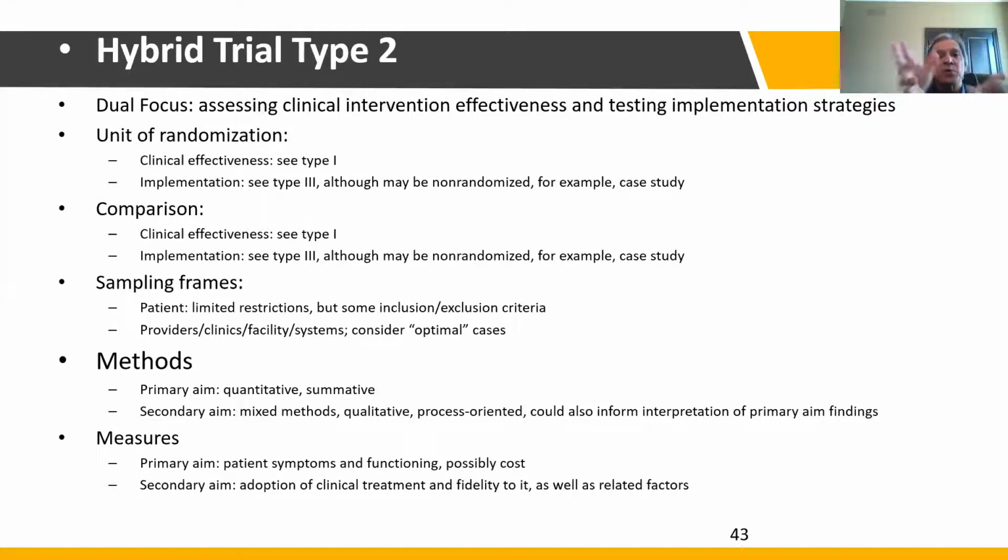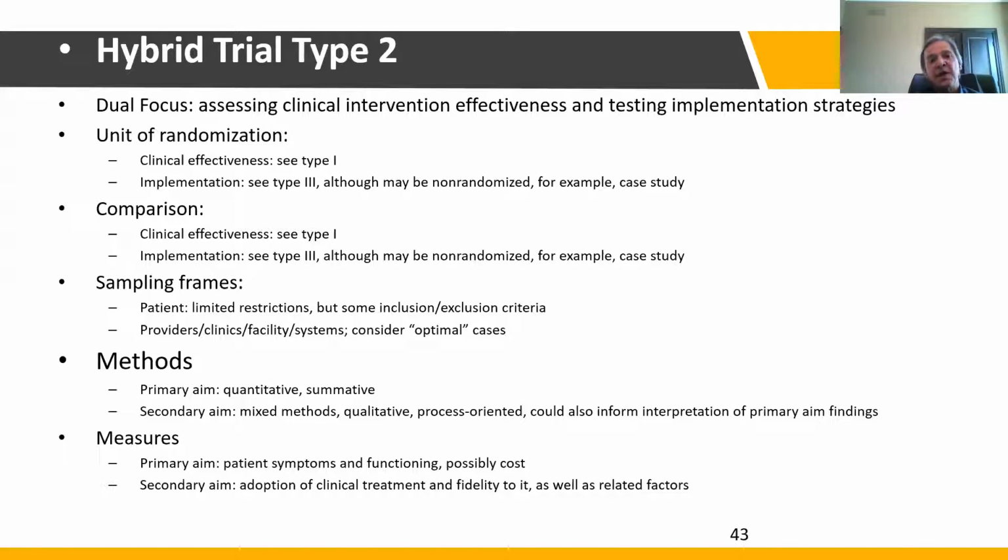Methods, primary aim, quantitative, summative. The secondary aim is mixed methods. You usually need to have a mixed method. Qualitative research becomes extremely important because it explains a lot of what's going on. For instance, akin to what Dr. Kim is doing right now, with this type of quantitative methods applied to qualitative research and process-oriented work, trying to understand what's going on with that intervention to some extent.